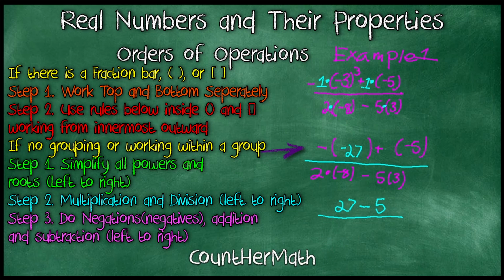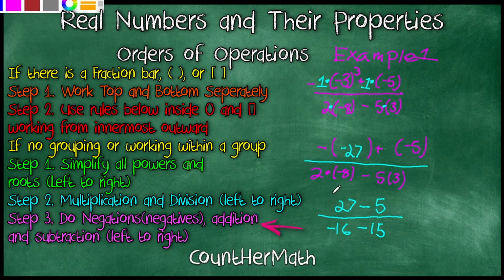Now let's look at multiplication and division in the denominator. 2 times -8 is going to be -16, and -5 times 3. We can either look at the minus as just bringing it down and do 5 times 3, or look at it as a -5 multiplied by 3. Either way, we need to put -15. Now we're at the part where we need to do addition and subtraction. So 27 minus 5.